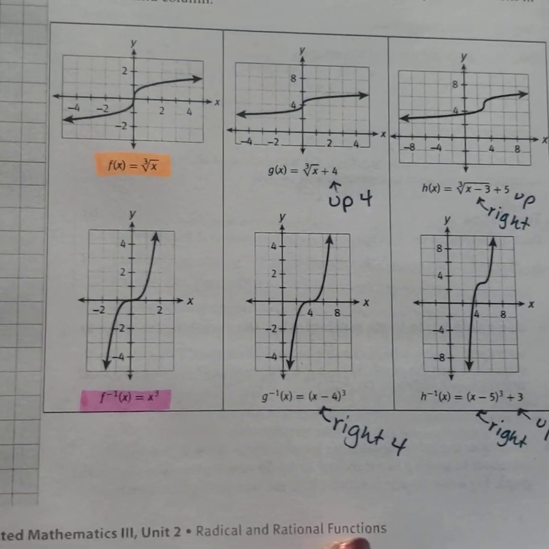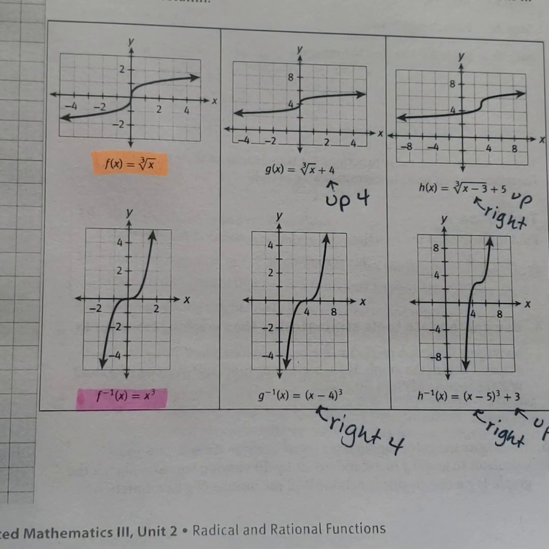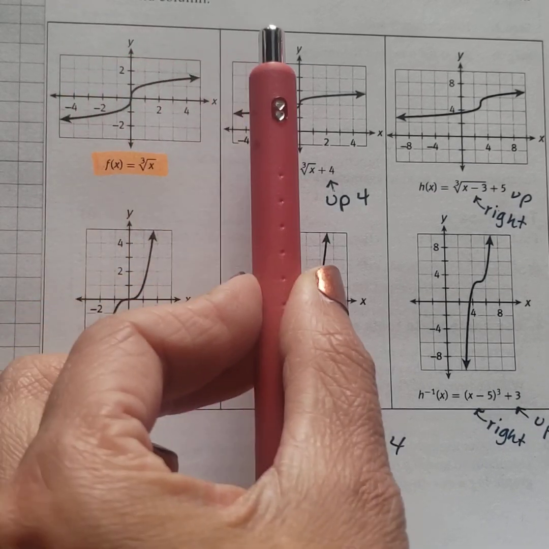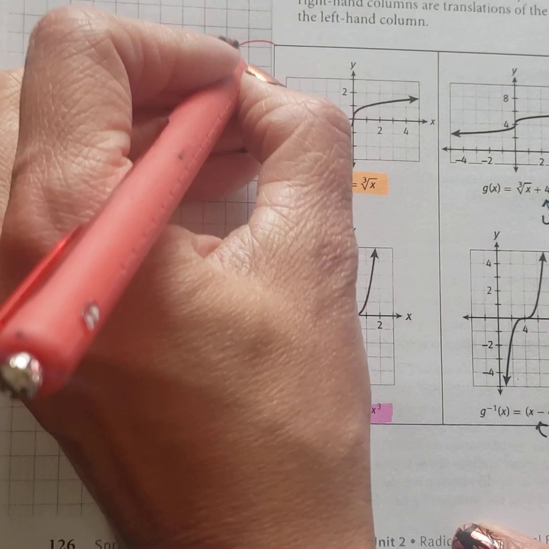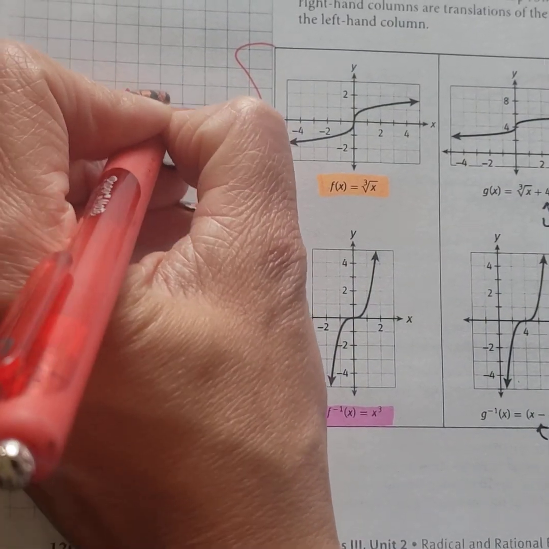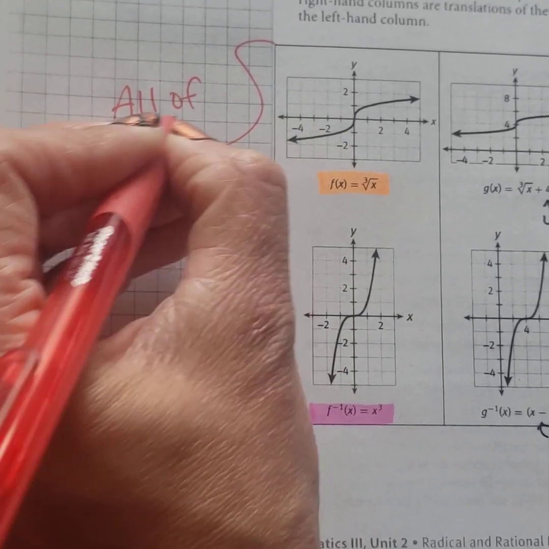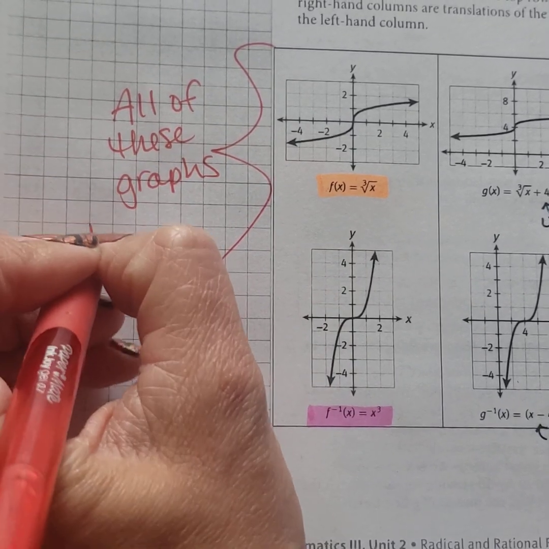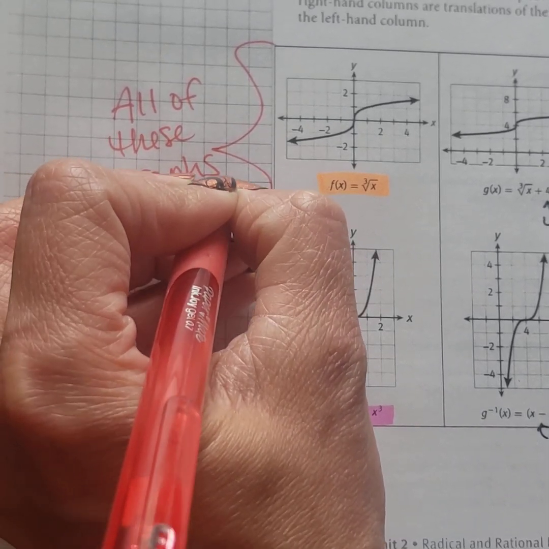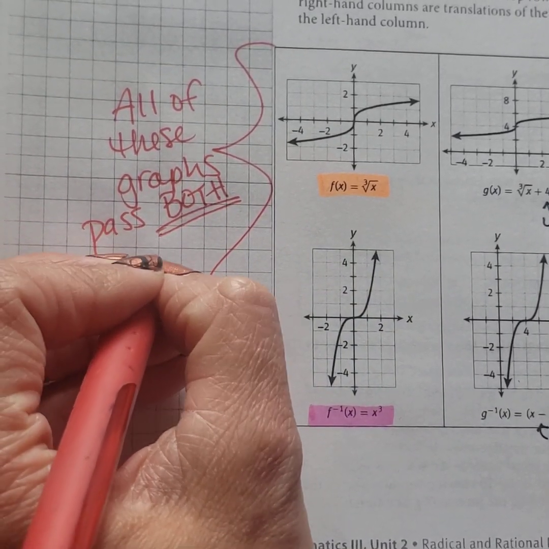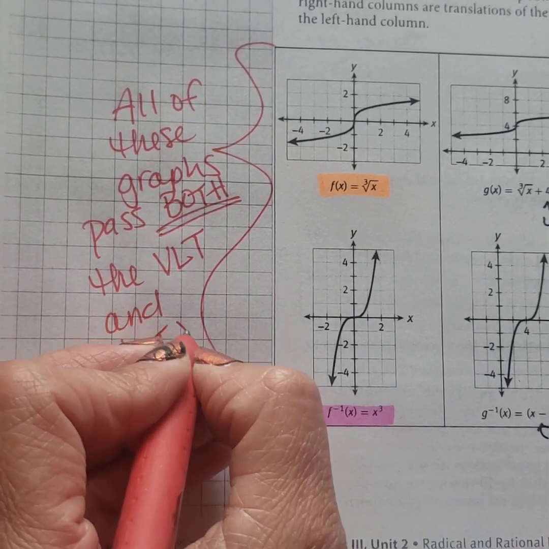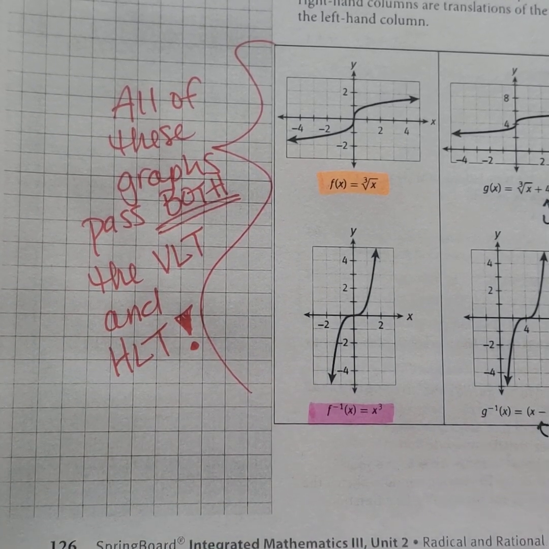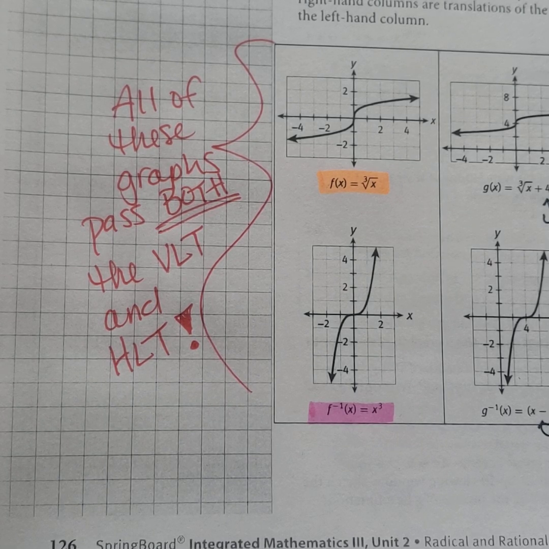Also, something that we learned when we were looking at cube root functions and cubic functions is that all of these pass the vertical and the horizontal line test. So I want you guys to write that in your notes. All of these graphs pass both, put that in caps and double underline it, the vertical line test, VLT, and the HLT, horizontal line test. Okay, so that means that these functions are all one-to-one because they pass both tests.